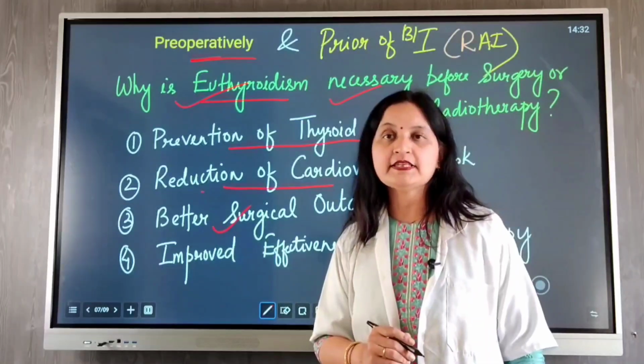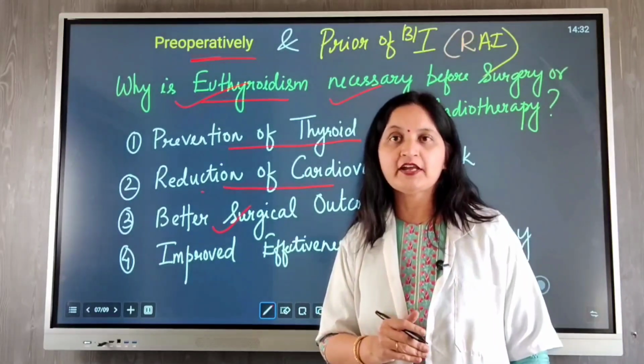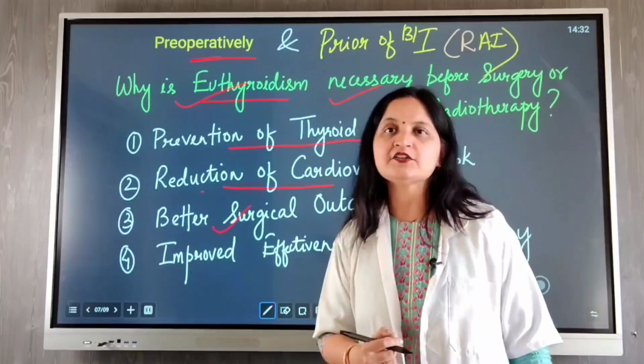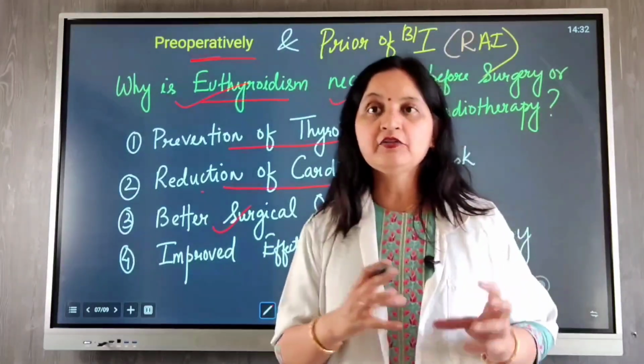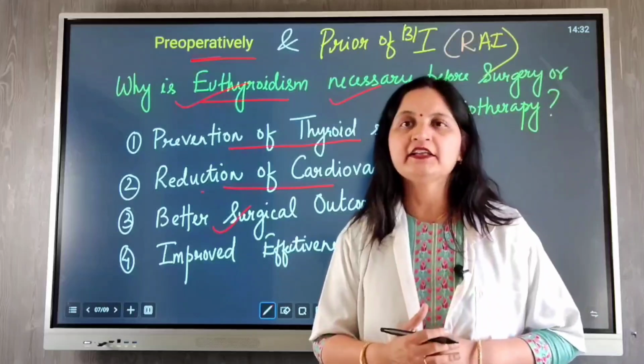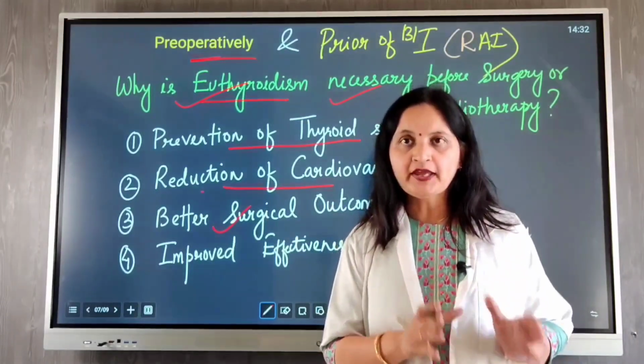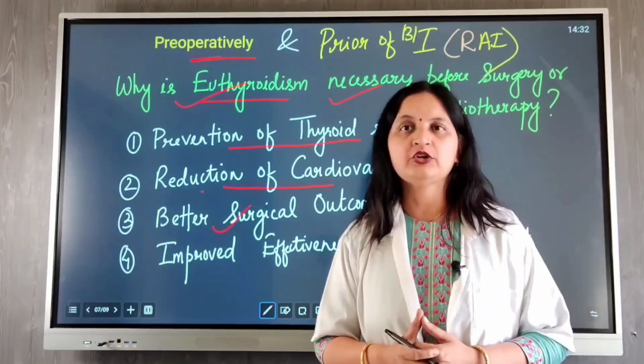Also, euthyroidism is essential prior to radioactive iodine treatment because it decreases the radio resistance of the thyroid gland. It increases the effectiveness of radioactive iodine treatment. Therefore, euthyroidism is essential prior to surgery and radioactive iodine treatment.